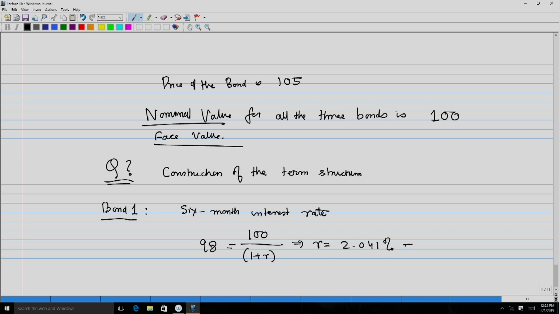in today's class. So, what this will mean is that if you use the simple interest rate convention, then the annual rate R6m is going to be 2 into 2.041%, which is 4.082%. So, this is one number we would like to actually note down. For the first bond, this is going to be the interest rate, the annual interest rate that is going to prevail.